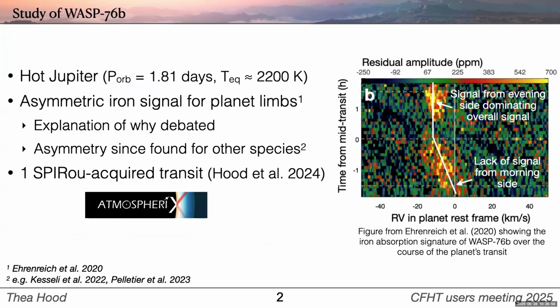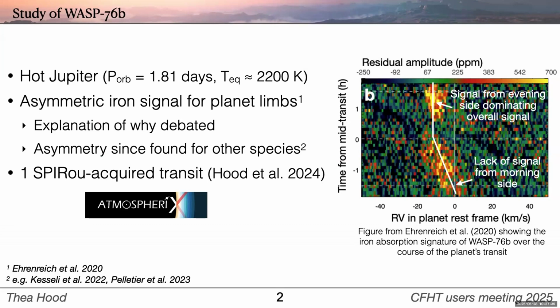WASP-76b is a hot Jupiter, which makes it one of the best types of planets for characterizing the atmosphere, as it has an extended atmosphere due to its high temperature and high radiation linked to its close-in orbit. This makes it a great target for atmospheric characterization. The bigger the atmosphere, the bigger the atmospheric signal. So while it still requires a complex analysis, it is easier than looking at other targets.